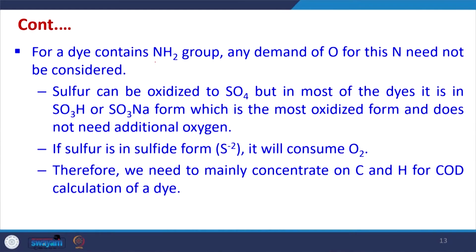Further, suppose any dye contains an amine group. Then any oxygen demand for this nitrogen need not be considered. If nitrogen is attached as an NH2 group, we should avoid this group. If any other form of nitrogen is there, we can convert it into ammonia, but if the nitrogen is present as an amine group, that nitrogen should be left behind. We do not take this into calculation during THOD or otherwise.